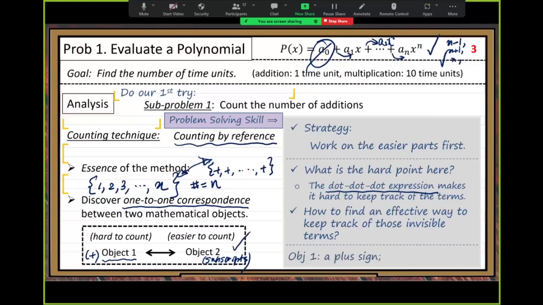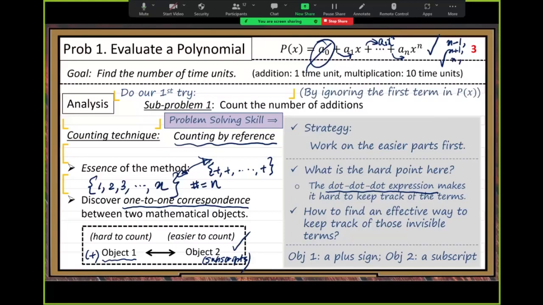So now you learn this special counting method. Simple, but effective. Later, we will use this method many times.